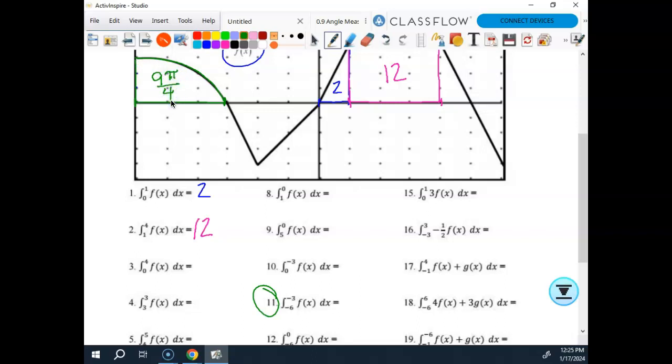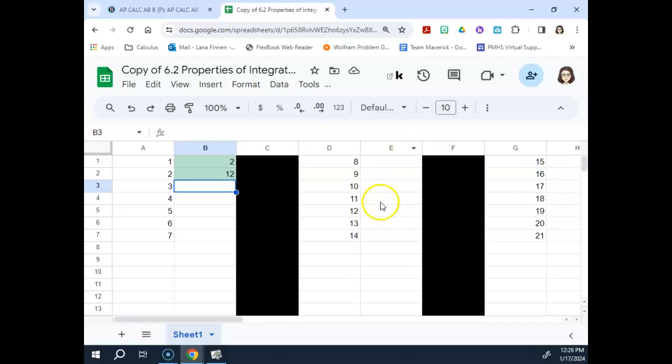Now, because we're using the sheets to do this, there's only one way that it's actually going to take it correctly when you type it in. You're going to have to type it in like this. So we go to number 11, and instead of doing 9 pi fourths, you're going to have to do 9 fourths like that times pi. And then it'll turn green. But that's the only way it's going to take it.